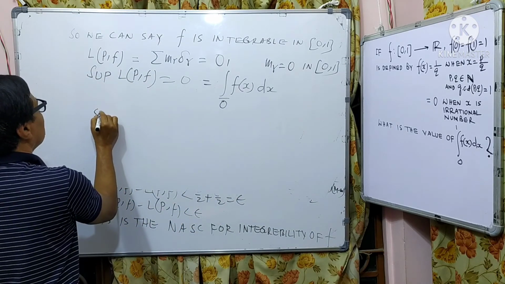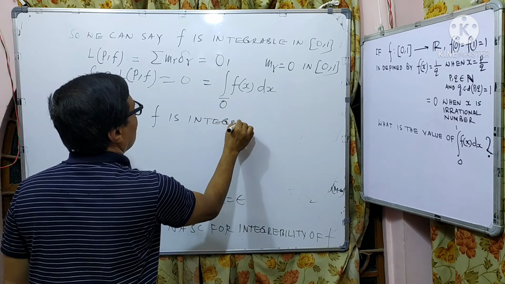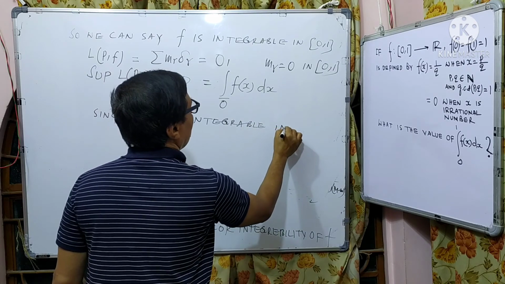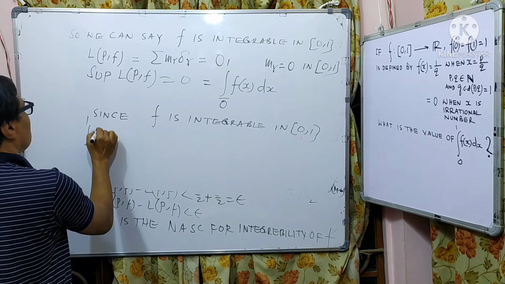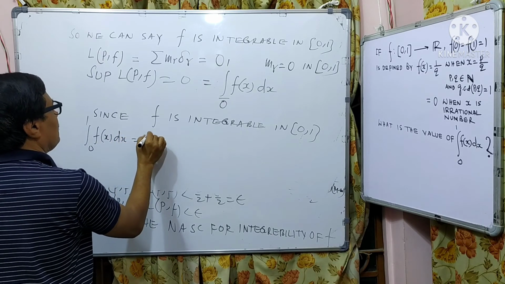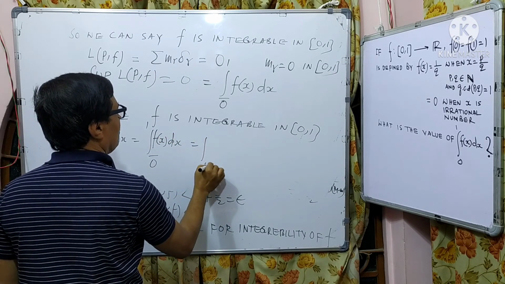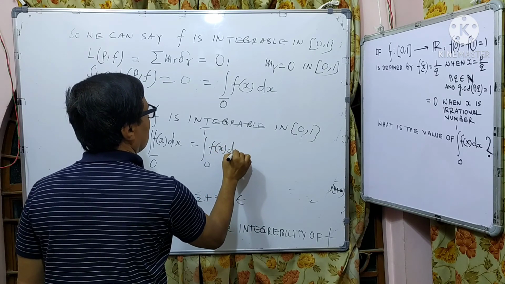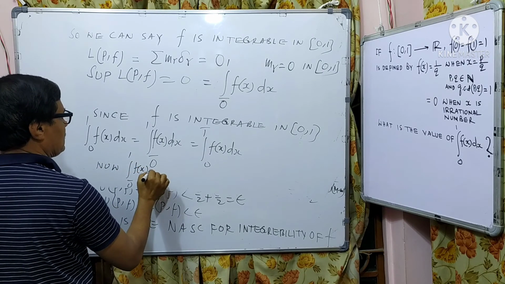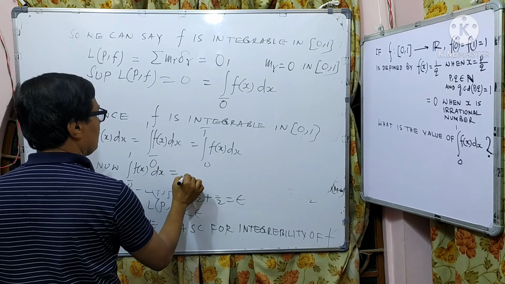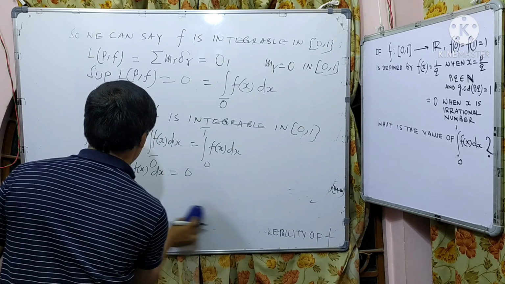Since f is integrable in 0 1, we can write the integration 0 to 1 fx dx, the lower integral equal to the upper integral of fx dx. Now, the lower integral of fx dx equal to 0 is already got. The lower integral is 0.